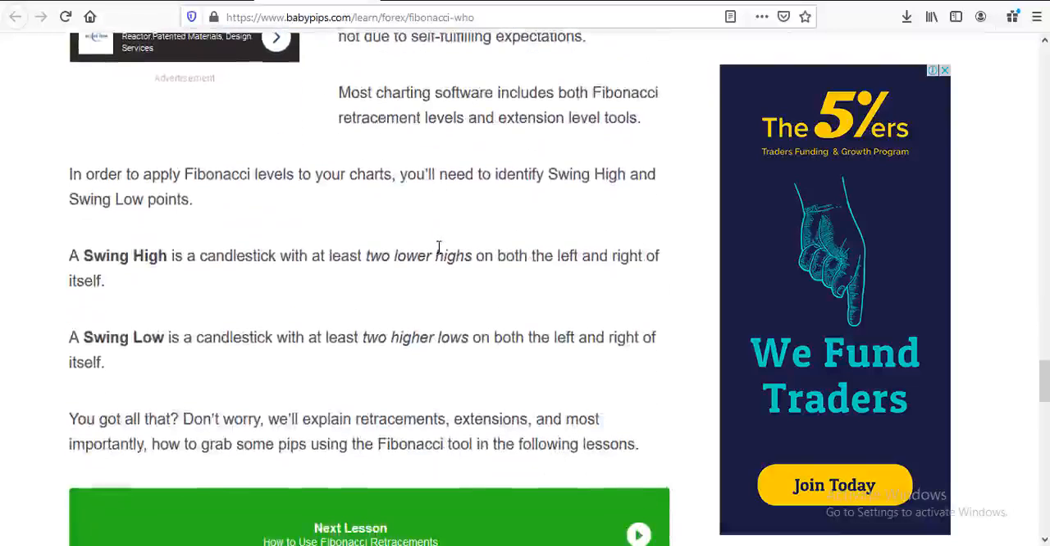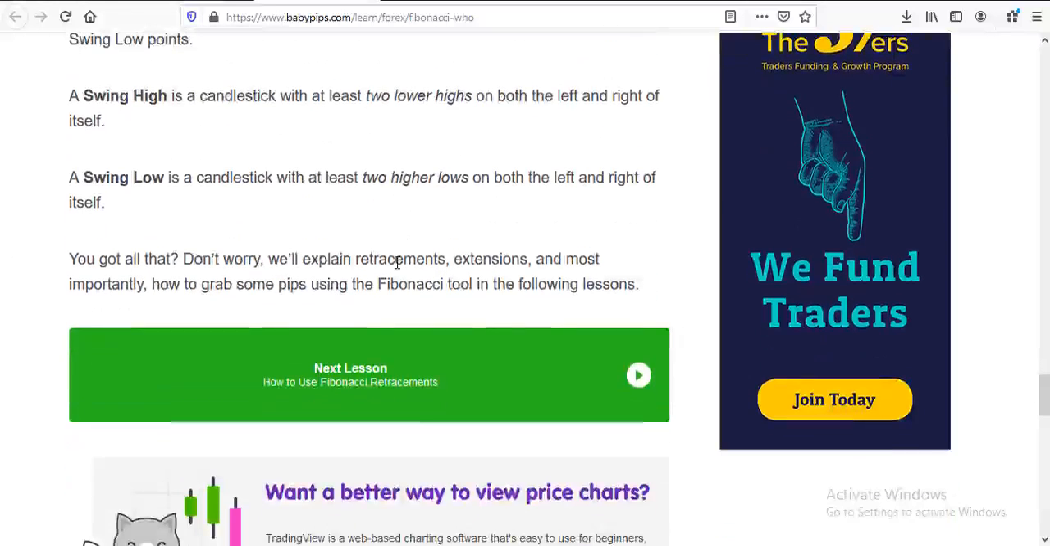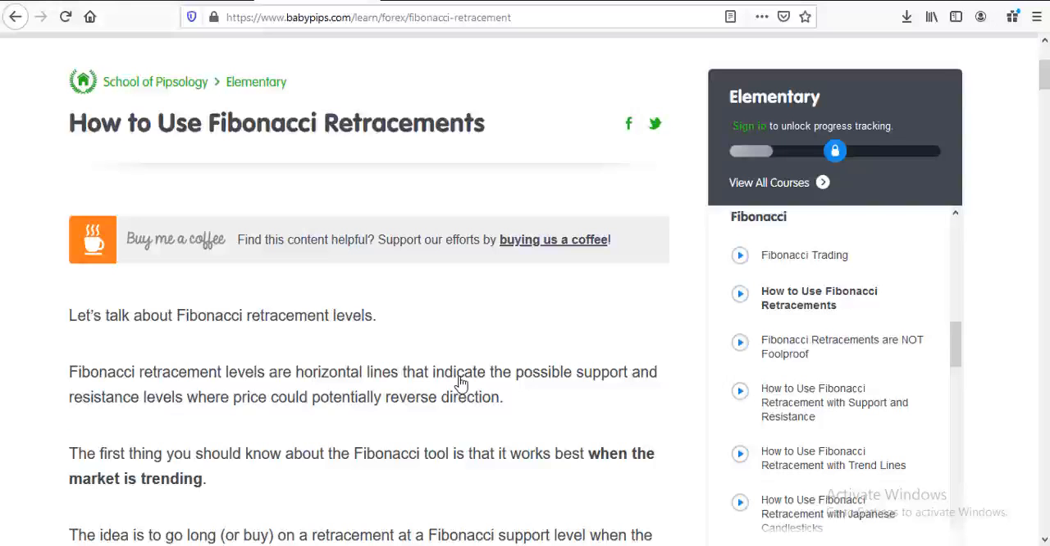So in order to apply these Fibonacci levels to your chart, you need to identify the swing highs and the swing lows, and that is what we're going to dive into real quick. So let's continue by discussing how to use the Fibonacci retracement levels.